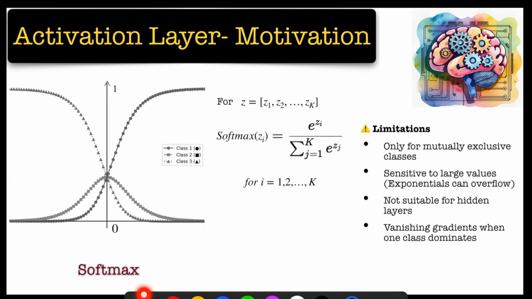A few limitations of Softmax: it's only for mutually exclusive classes, right? One data point sample belongs to only one class. For those kinds of mutually exclusive classes, we can use Softmax. It is sensitive to large values, because of the exponential, which can overflow. It's not suitable for hidden layers. No one uses Softmax for hidden layers. Softmax is for output layers for probability calculation. Also, vanishing gradients when one class dominates. If one class dominates the other classes, we can see vanishing gradient.